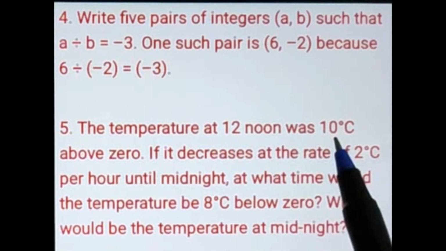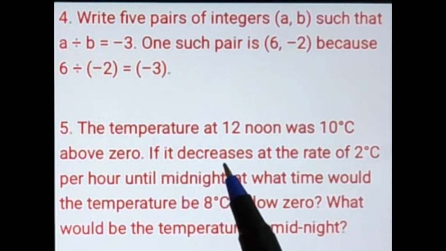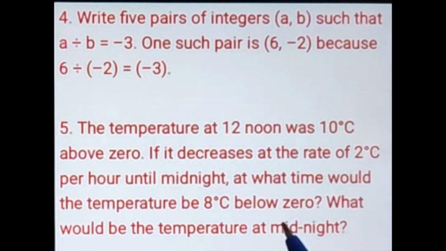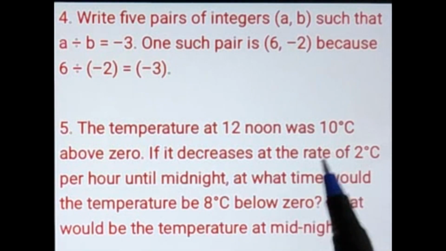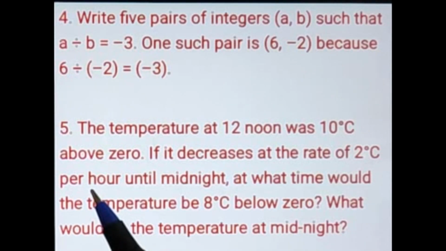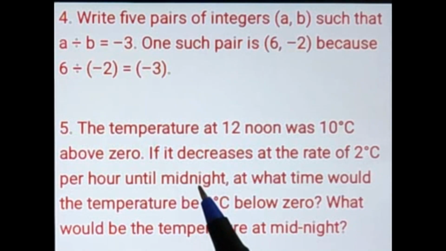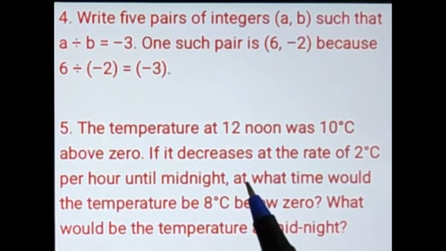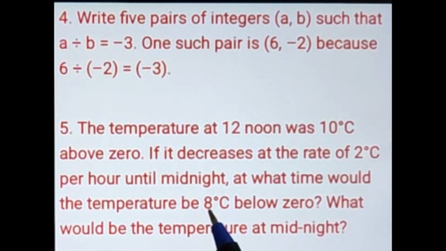At 12 noon the temperature was 10 degrees Celsius. If the temperature decreases at the rate of 2 degrees Celsius per hour, that is, in 1 hour the temperature decreases by 2 degrees Celsius, that is minus 2, until midnight, at what time would the temperature be 8 degrees Celsius below 0? You have to calculate the time at which the temperature will be 8 degrees Celsius below 0. So this is the first question.